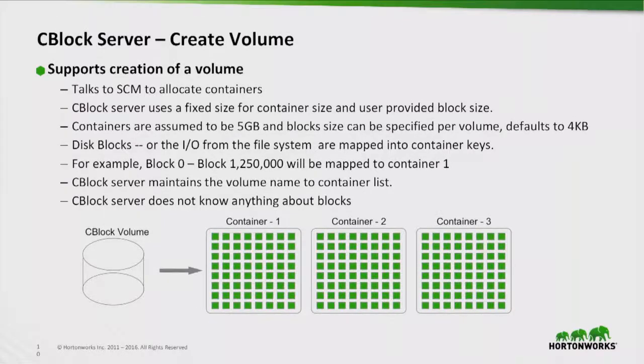And when you're mapping the disk blocks to the container space, it is going to be straightforward, like block 0 to 1,250,000 will be mapped to container 1, because of the fixed container size and block size. So the CBlock server maintains the volume name and the container list, and that's all the metadata information that is needed. And when the client needs to mount the volume, the information requested is also very clear and simple. There is no consistency issue regarding the metadata side.